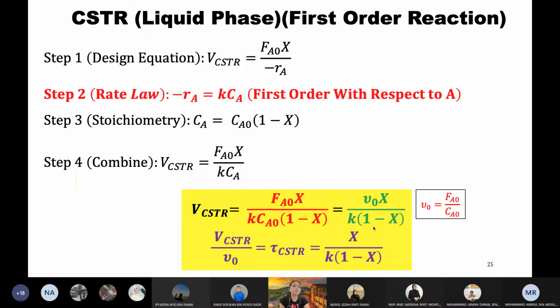So version pertama, version kedua, beza dia. Version pertama, if I know FA0, CA0. Version kedua, if I know epsilon naught, the volumetric flow rate. And then, similar to PFR, we can also use it to find the space-time.